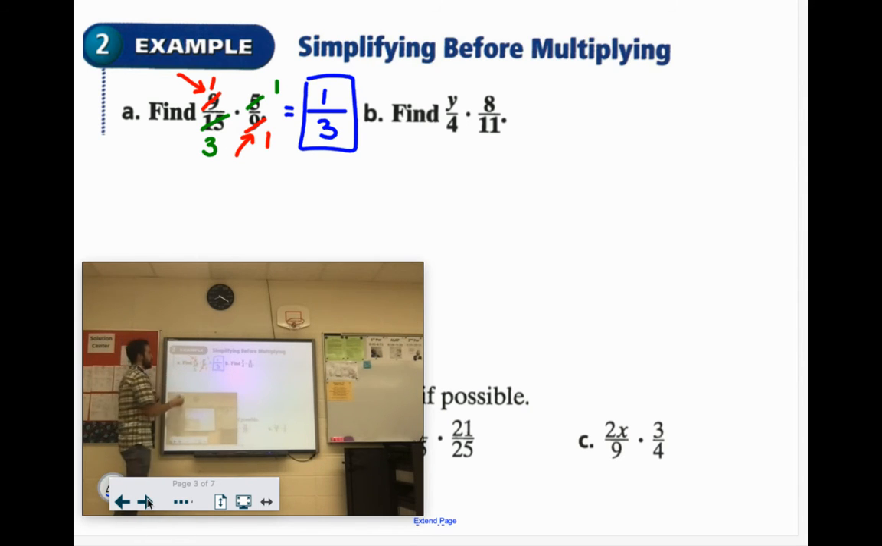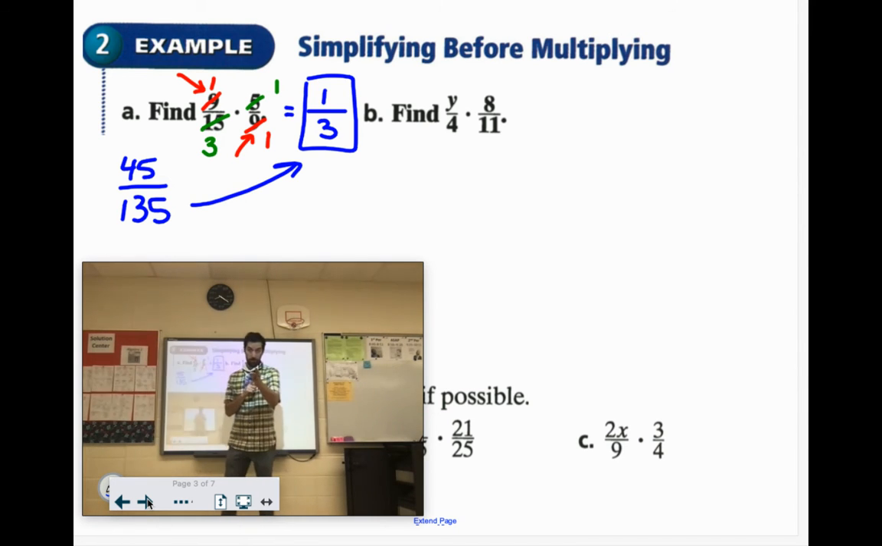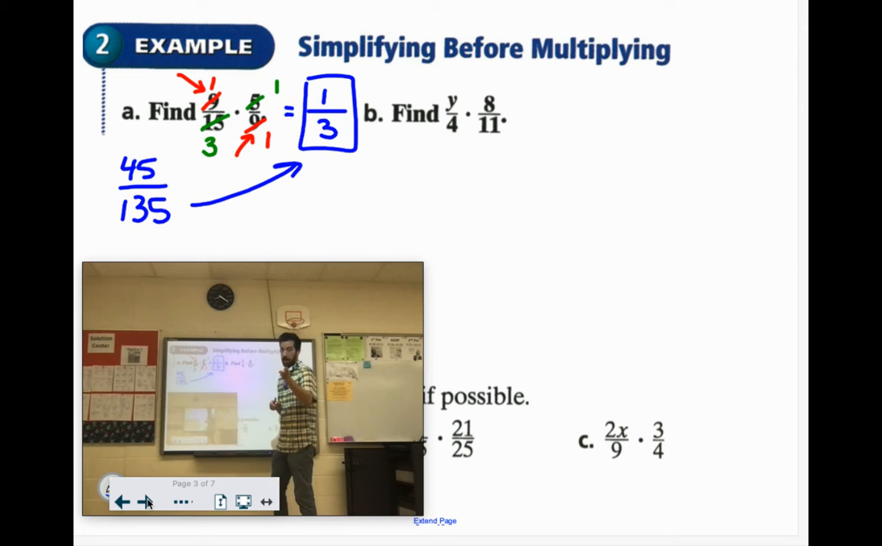9 times 5 is 45. 15 times 9 is 135. It'll still reduce to 1/3, but these are larger numbers, and then you have to do, honestly, more math. And I know you're trying to avoid doing as much mathematics as possible. All right, simplify early. It's easier for you.